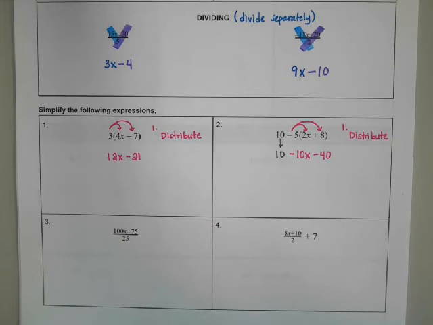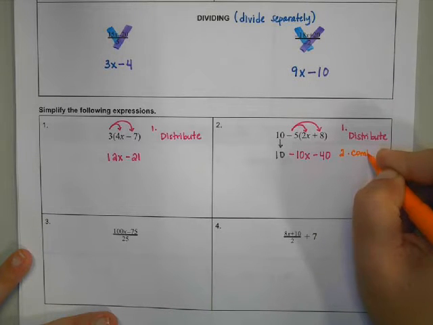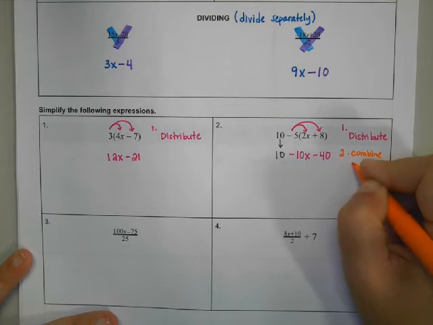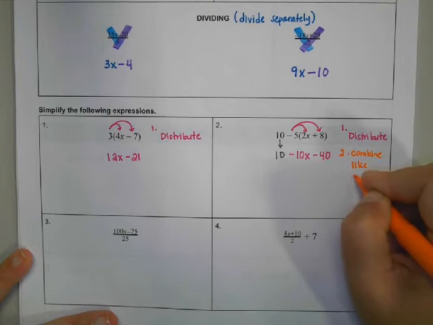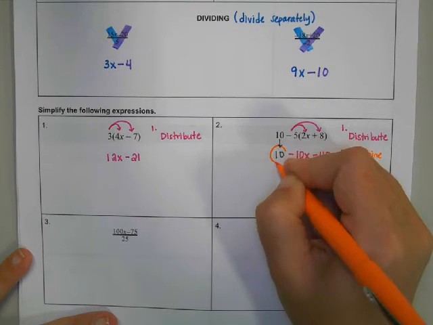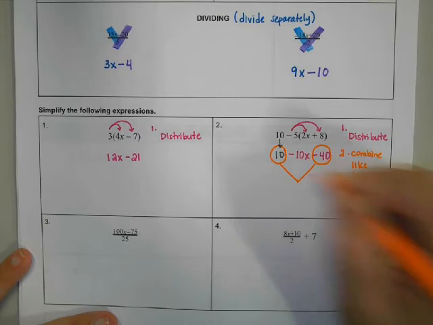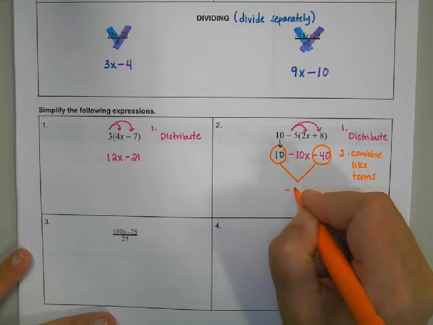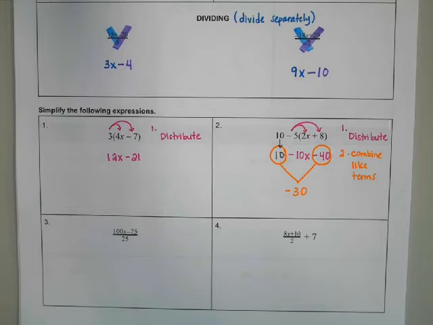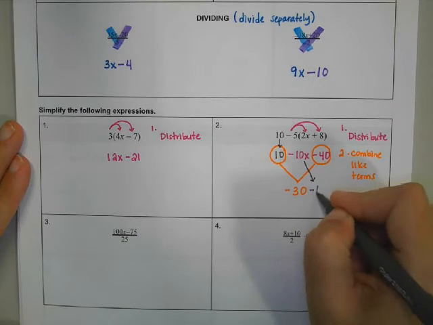Now, in this problem, if I ask myself, are there any like terms? There sure are. So in the next step, I'm going to combine the like terms. In this problem, the 10 and the negative 40 are like terms. So 10 minus 40 would give me negative 30. And then because the negative 10x doesn't have any like terms to combine with, we're just going to drop it like it's hot. Just copy it down.